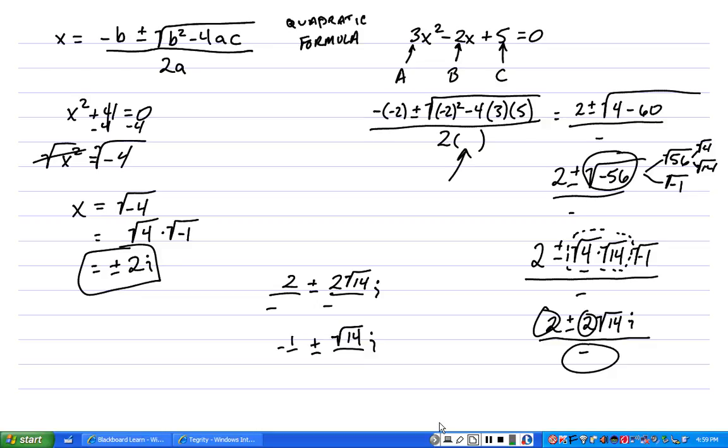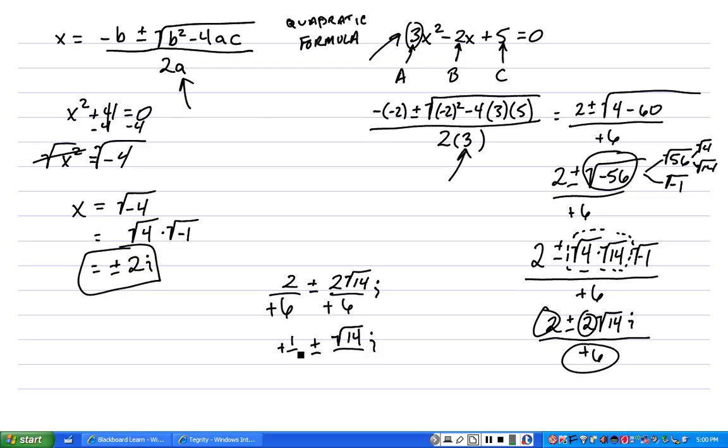So now let me rewrite it. That's supposed to be a 3 because it's a, right? It's over 2a, and a is 3, so 2 times 3, which gives me a positive 6. Now, of course, you don't have to write the plus sign.